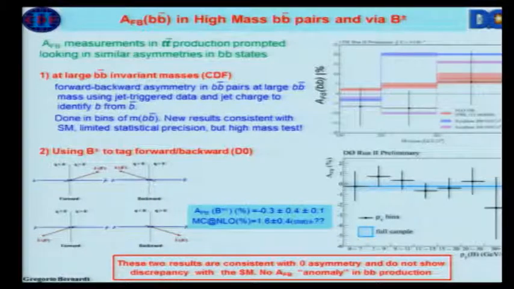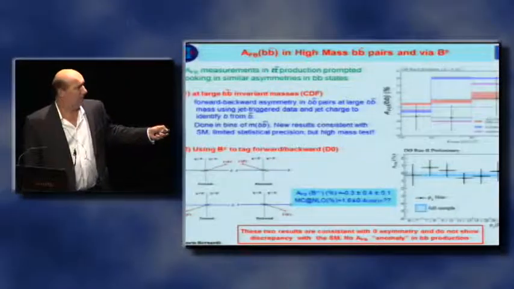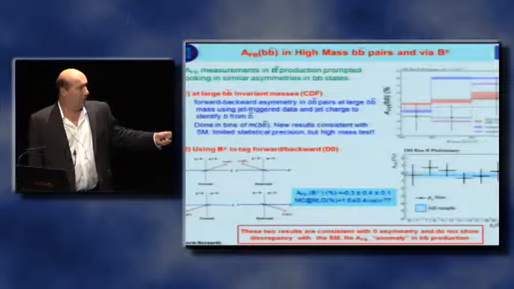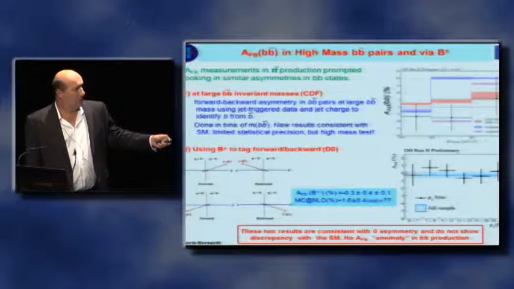So this is one point. The other point is at low mass. This is a new method, tagging directly B plus, B minus production, so you can know if it's forward or backward. And here again, the analysis leads to zero asymmetry. As you can see here, the exact value is minus 0.3%. The prediction is about 1 to 2%.